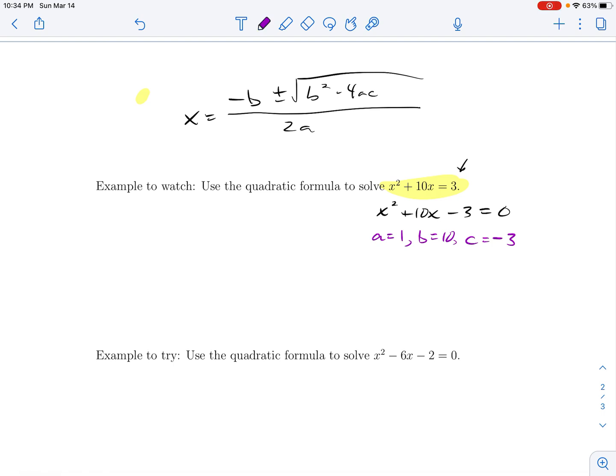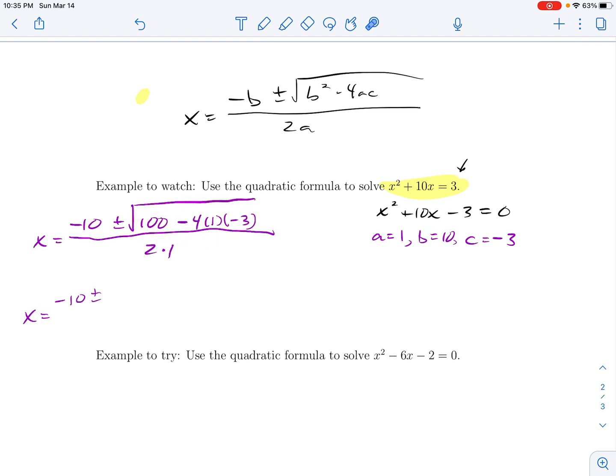So let's do our formula. Just watch. X equals minus b, which would be minus 10, plus or minus the square root of b squared, 10 squared is 100, minus 4 times a times c. Usually I just write those out and simplify later, over 2 times a. So let's just simplify.